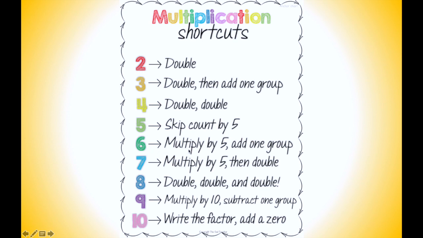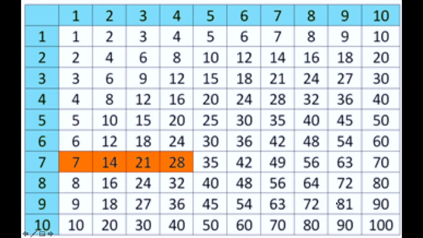Table of 6 is multiply by 5 and add one group. Table of 7 is multiply by 5 and then by 2. Table of 8 is double, double, double. So instead of multiplying by 8, you could multiply the number with 2, 2 and again 2. Multiplying with 9, multiply by 10 and subtract one group. And table of 10 is very easy. Write the factor and just add a 0.